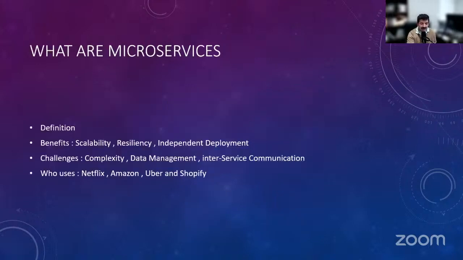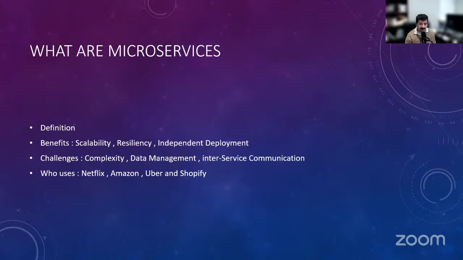So as we discussed, what are microservices? Microservices are independent units which can be deployed independent of other units. The benefits: scalability, which I discussed, and resiliency. If one part is down, it doesn't bring the other parts down. If catalog was down, the microservices architecture makes sure that order is not down. And independent deployment: you can do independent deployment, as compared to monolithic, where you have to deploy everything or nothing.